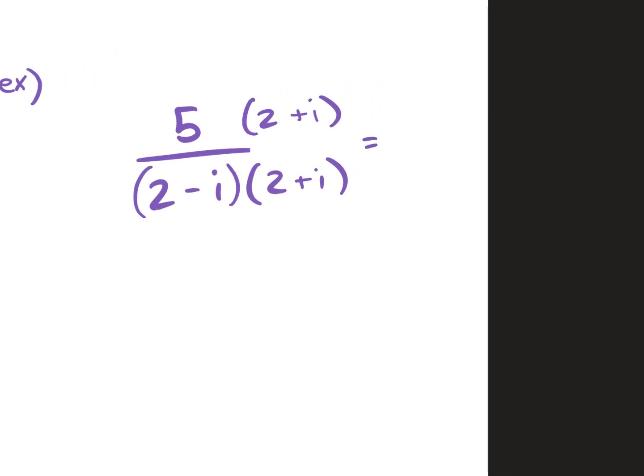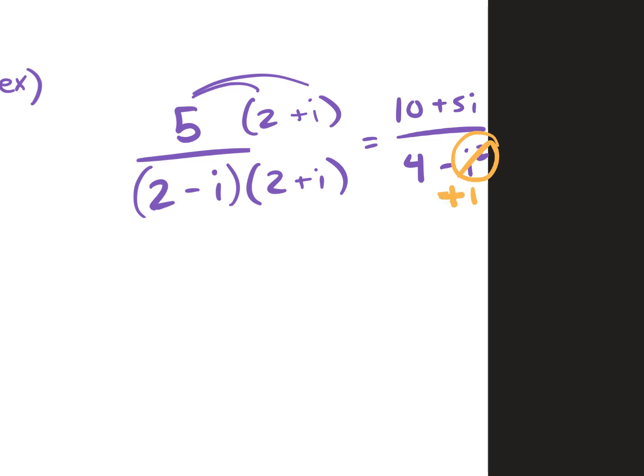So I can FOIL out the bottom. It turns into 4 minus i squared. The top I have to distribute, so that would be 10 plus 5i. What does i squared turn into? -1. So if that was minus -1, it would turn into a plus 1. So 4 plus 1 would be 5. So 5 is our denominator and 10 plus 5i on top.